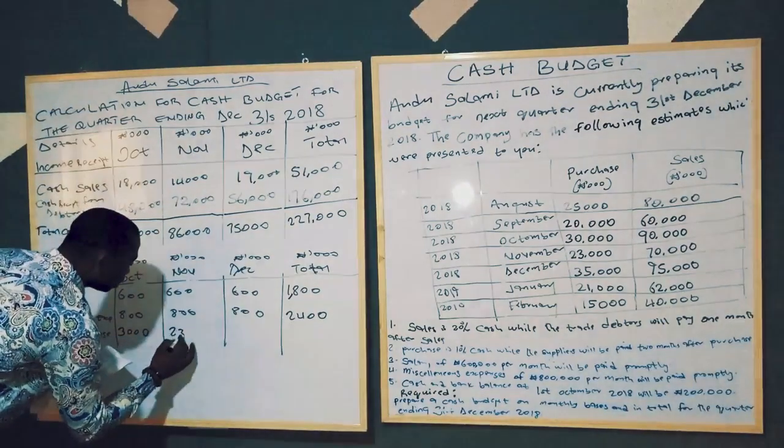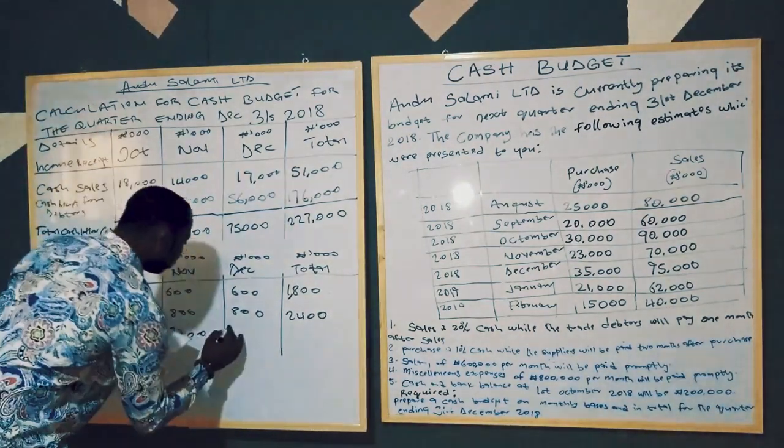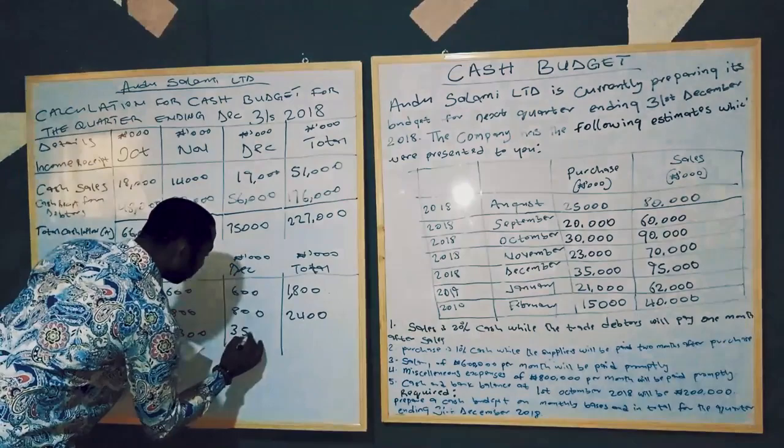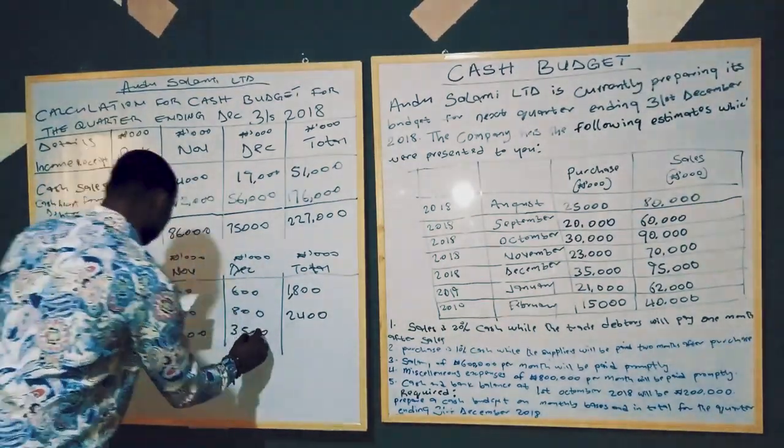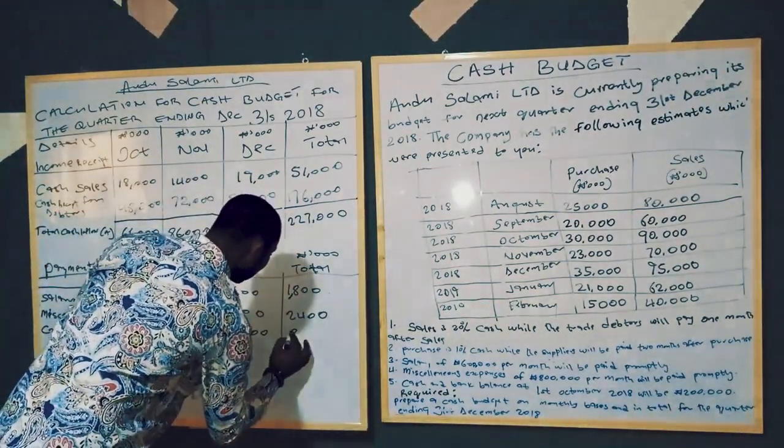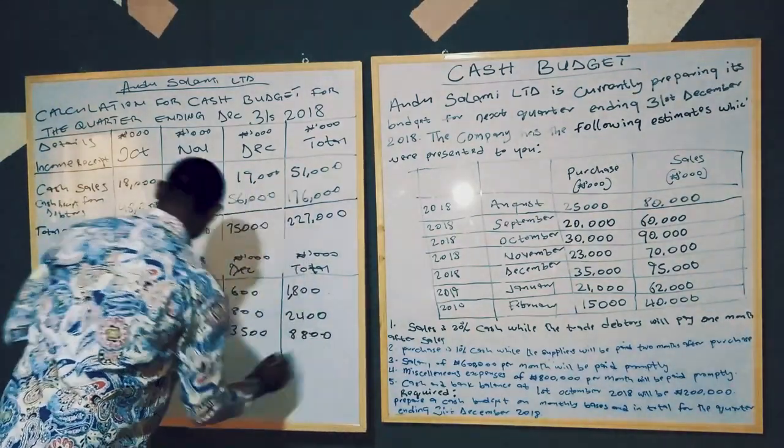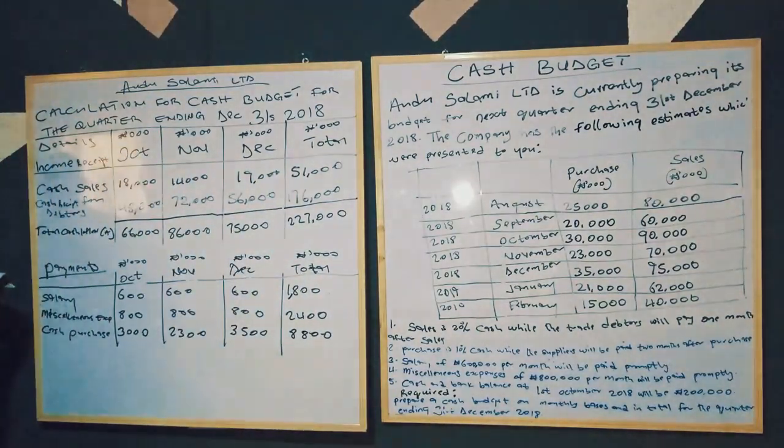Then we have 2,300. We have 3,500. Then when we add everything, we have 8,800. Then our credit purchase.